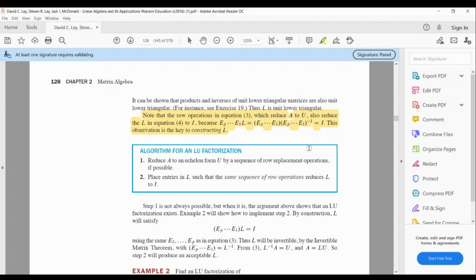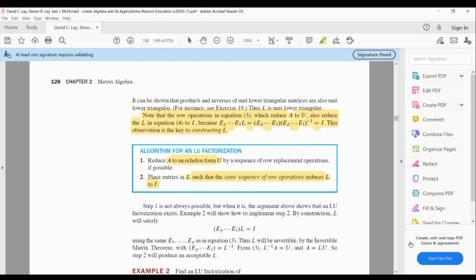So we're looking to find the echelon form of the matrix A, but while we do that, we're also at the same time going to find the lower unit triangular matrix that we need. So we reduce A to echelon form. The algorithm is: reduce A to echelon form by row replacement operations if possible, which we'll do. And then we place the entries in L such that the same sequence of row operations reduces L to I.